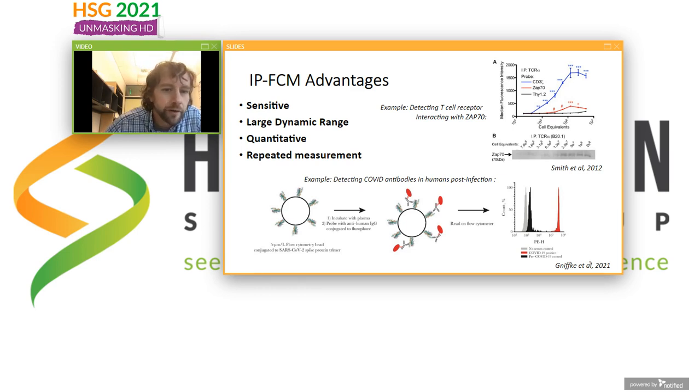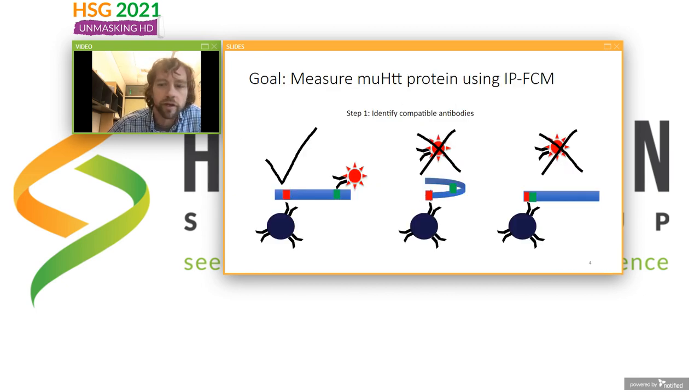The readout is inherently quantitative in the form of the median fluorescent intensity, and we get repeated measures. We measure thousands of beads per experiment. So rather than making a single measurement in a Western blot, you make repeated measures on beads, and it gives you a little bit more confidence in your measurement.